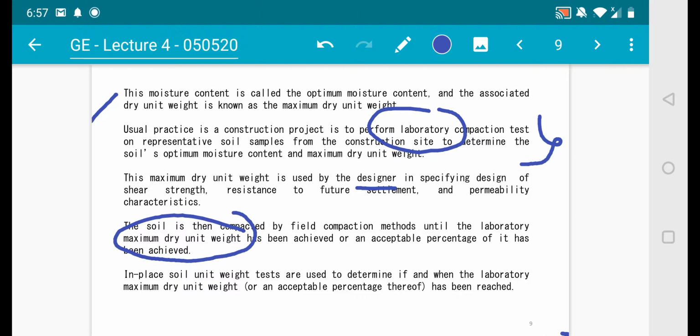In-place soil unit weight tests, so you need a test, are used to determine if and when the laboratory maximum dry unit weight has been reached. So the first procedure in the geotechnical aspect is to get soil from the site to the lab, and then we extract basic parameters and we conduct another test on site to check against the basic laboratory parameters.